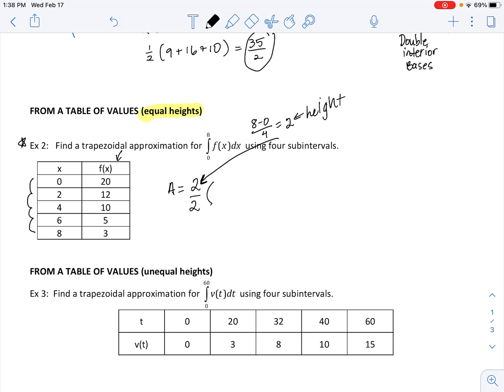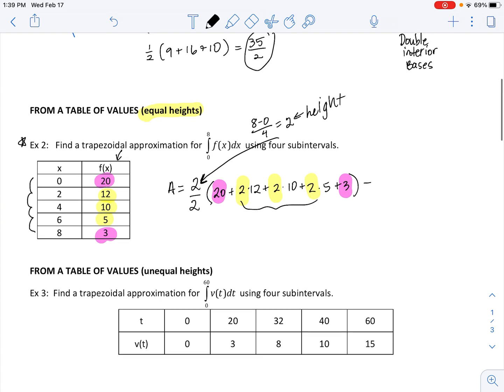Then in the parentheses goes the internal bases 12, 10, 5, which get doubled, and the ones on the ends only get used once. So I'm going to do 20 plus 2 times 12 plus 2 times 10 plus 2 times 5 plus 3. Again, here are my interior bases being doubled, and the ones on the end are just singletons. I have to overdo it here with the doubling and the interior, exterior colors. So there you go. This works out to be what?